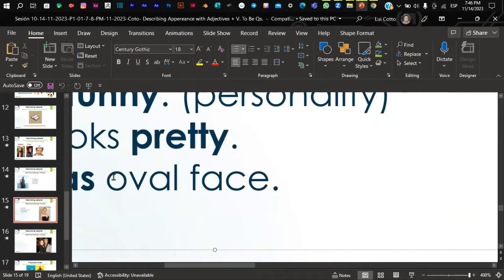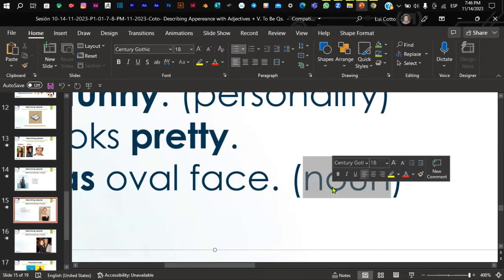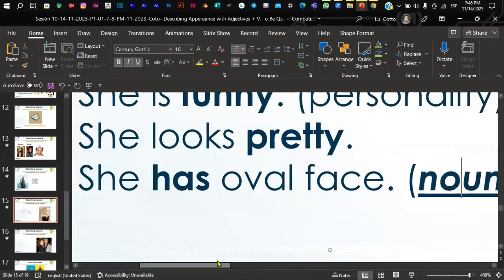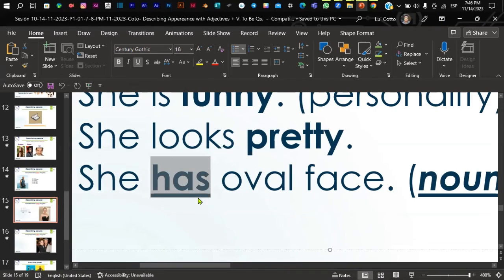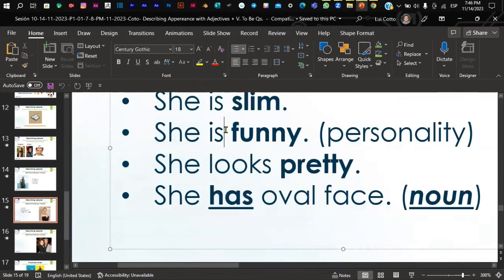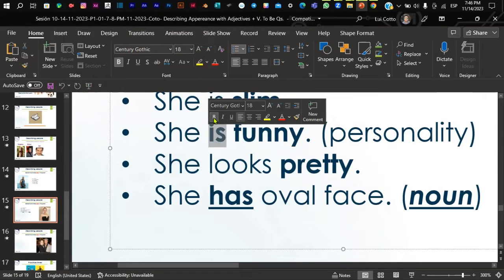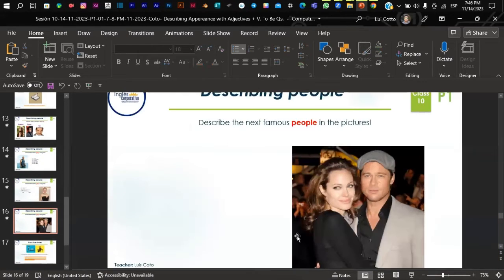But oval face is not an adjective. Esto no es adjective. This is a noun. Correct. That is a noun. But nouns are used with the verb has. Los nouns se usan con el verb have, con el have and has. Pero los adjectives, los usamos con the is. With the verb to be. Correct. Very good. Nice. Excellent. Next picture.